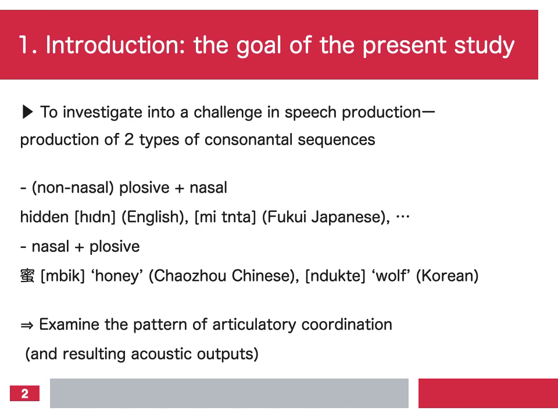The first, non-nasal plosive plus nasal sequence, as in hidden in English, and Nitta in Fukui Japanese. And the other one is nasal plus plosive sequences, as in big in Chaozhou Chinese and Nitta in Korean. We will examine the pattern of articulatory coordination and acoustics.